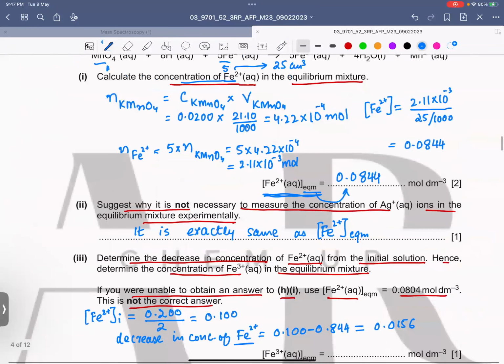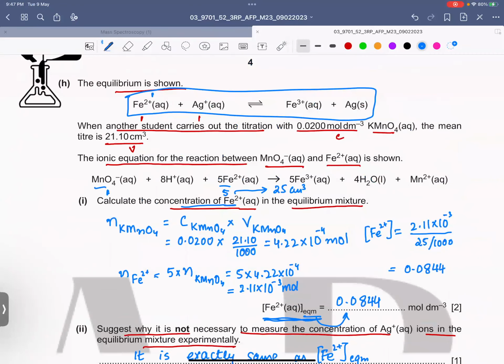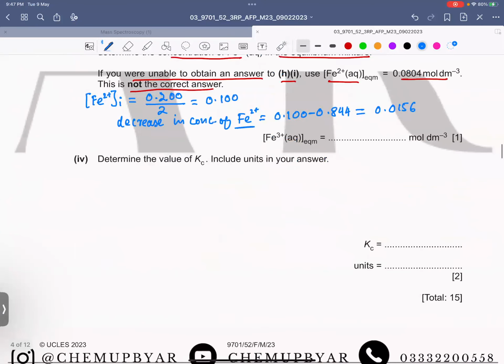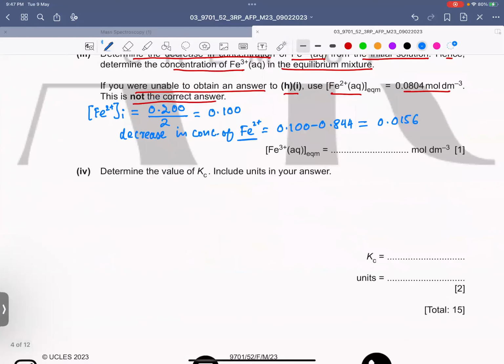And if you look at the equation, the mole ratio between the iron 2 positive ions and the iron 3 positive ions is also 1:1. So it means the decrease in the concentration of iron 2 positive ion would be equal to the increase in the concentration of iron 3 positive ion. So initially there is no iron 3 positive ion in the equilibrium mixture. Then at equilibrium, the concentration is 0.02. You wrote 0.2.